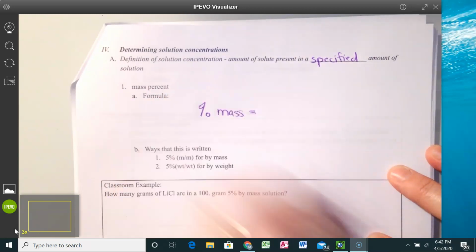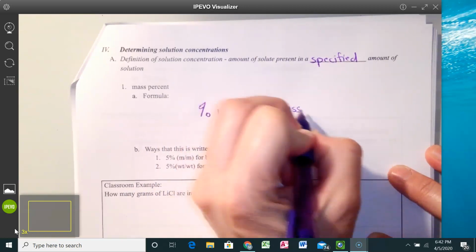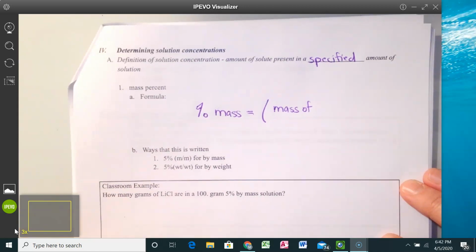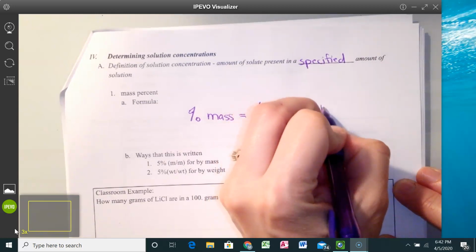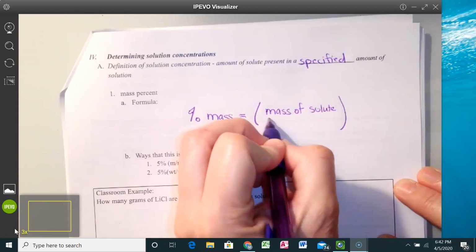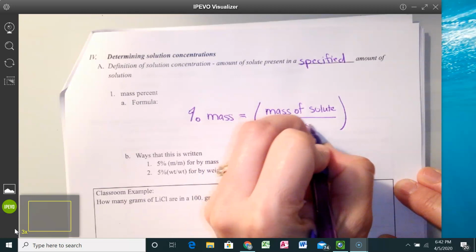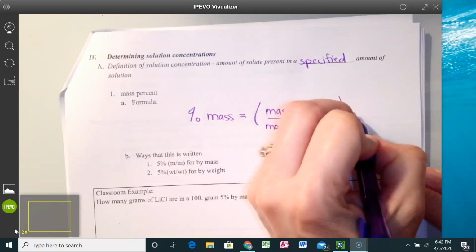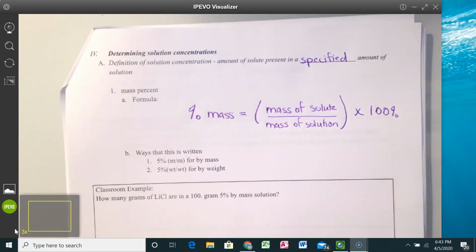I will show you in a little bit where these formulas are on your reference sheet. But mass percent is going to equal the mass of your solute divided by the mass of your solution. And then if we need to turn that into a percent, like what we have done in the past, just multiply by 100%. So we could see this written as a mass percent, so 5% m/m.